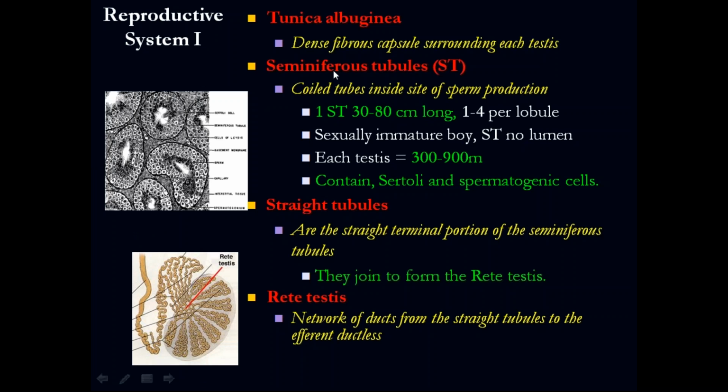All right, so we were talking about the tunica albuginea, that is the cover that we just mentioned here. This is the cover. Then we have the seminiferous tubules, and we have about 1 to 4 seminiferous tubules. It's like a small spaghetti inside the lobule. But if we put together the seminiferous tubules of one testicle, one after another, you're going to have almost 1 kilometer distance.